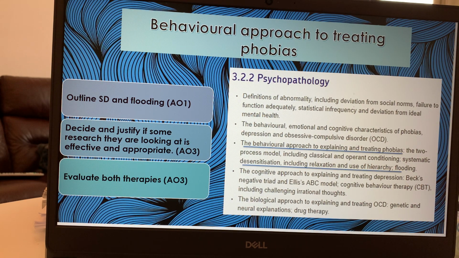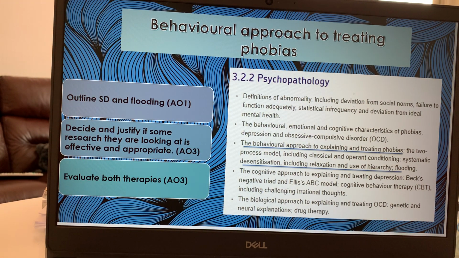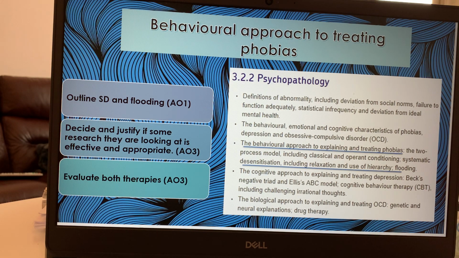So, treatment of phobias today. There are two that we have to know inside out, and I had some really great videos I'm going to get you to Google just to really put it into perspective. We've got systematic desensitization and flooding as our two ways of trying to help people deal with and treat the phobia. We need to look at research, justify if it's effective and appropriate, and then evaluate both therapies. What are the differences between the two? Is one better than the other?